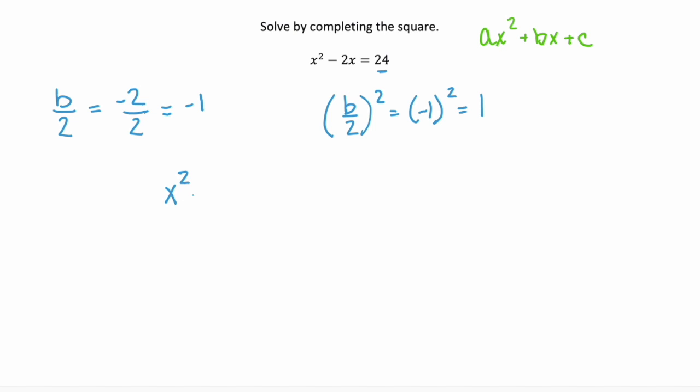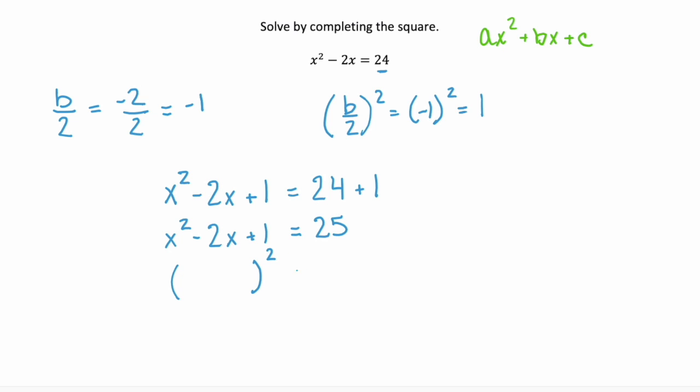So x squared minus 2x, add that 1, and on the right, 24, and we add that 1. The left stays as it is, x squared minus 2x plus 1, and the right side becomes 25. Now the reason that you complete the square is because it gives you a perfect square trinomial on the left. So this x squared minus 2x plus 1 factors to something squared.